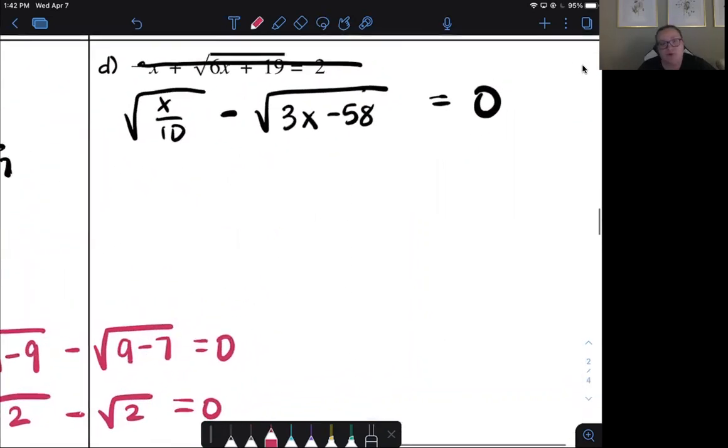Now I want you to try part D on your own. You're going to take the square root of x over 10 minus the square root of 3x minus 58 equals 0. Go ahead and solve for x following the same steps we did in part C. Press pause and then press play when you're ready to check your work.